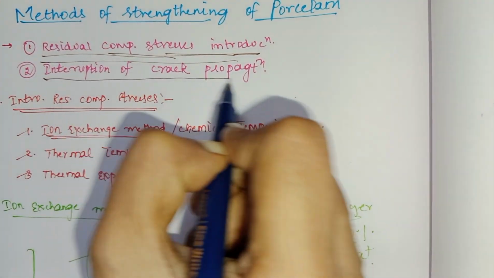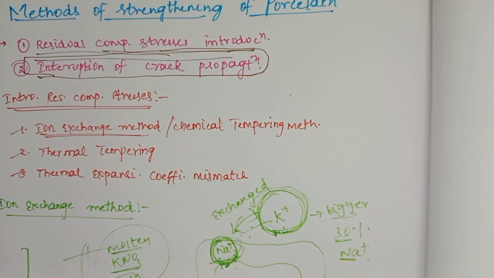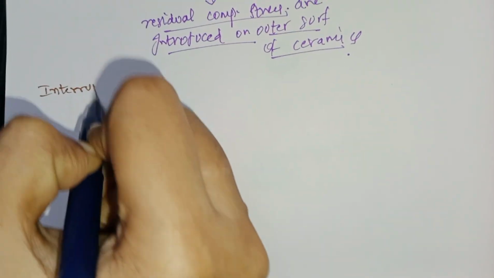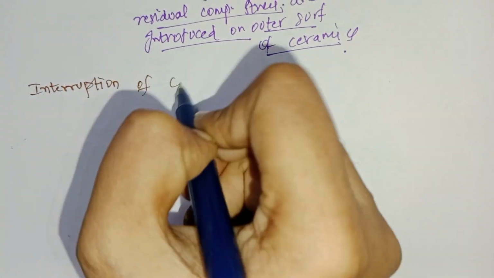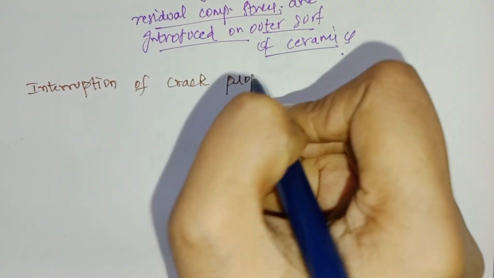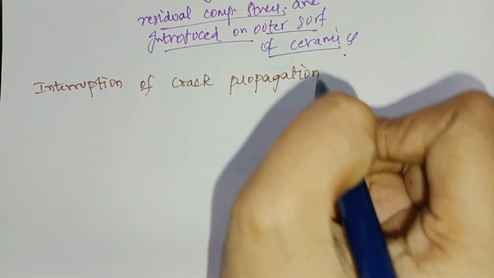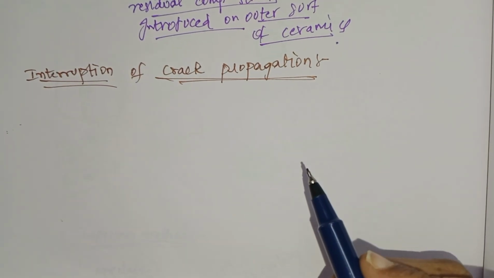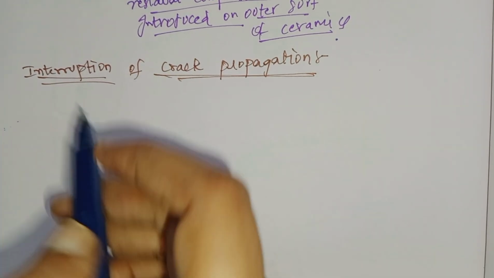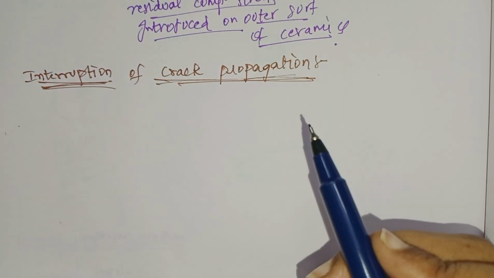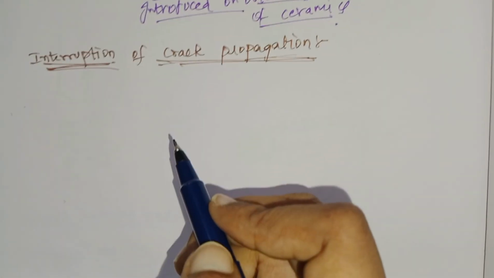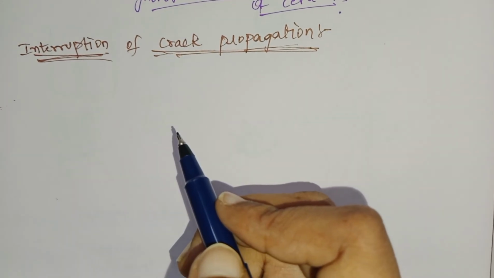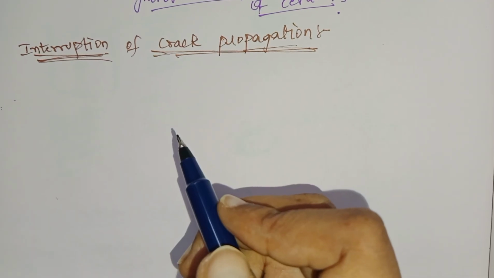Now we are going to see the second one, that is interruption of crack propagation. This is the second method of strengthening of dental porcelain. We have seen the first method, introduction of residual compressive stresses. Now we are seeing interruption of crack propagation. This is another method of strengthening of dental ceramics, that is to reinforce it with a dispersed phase of a different material that is capable of hindering a crack.